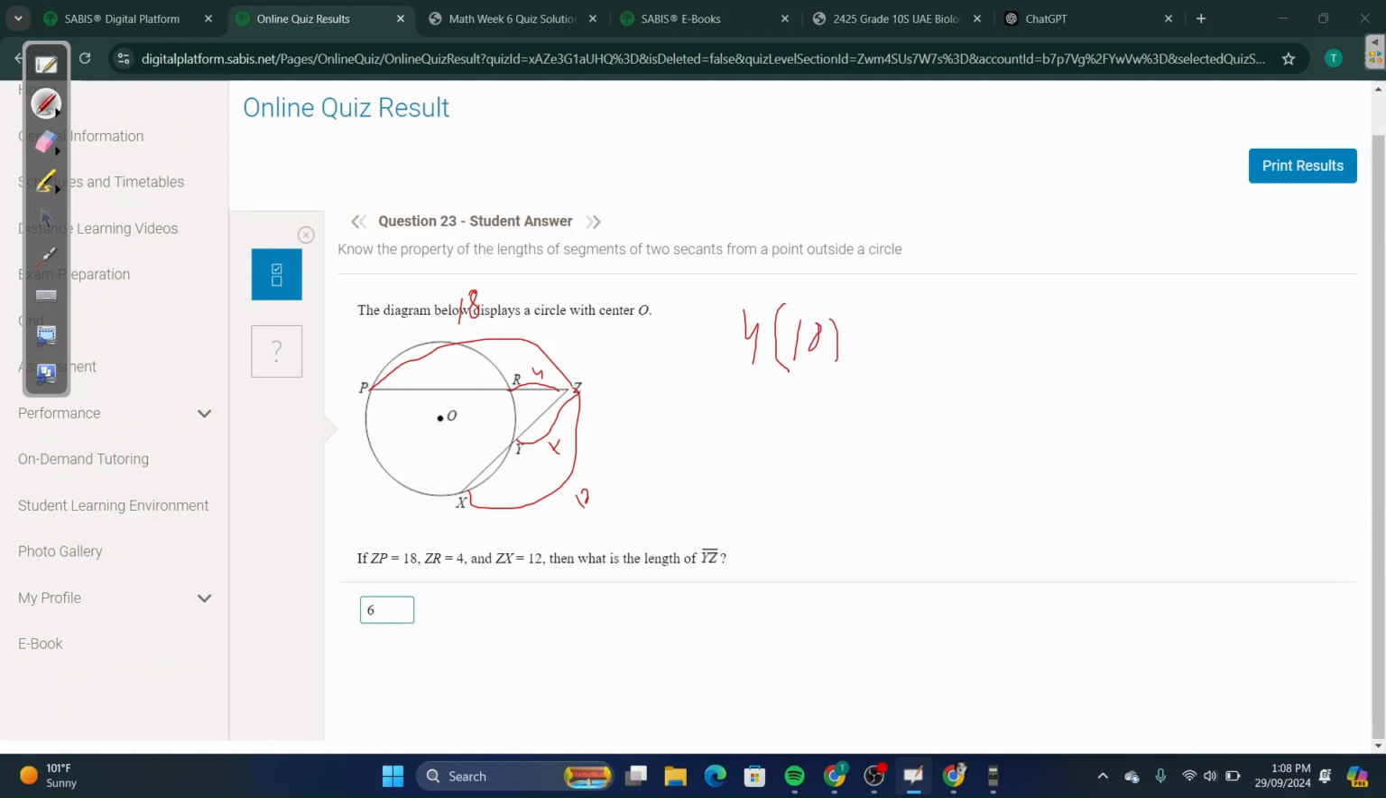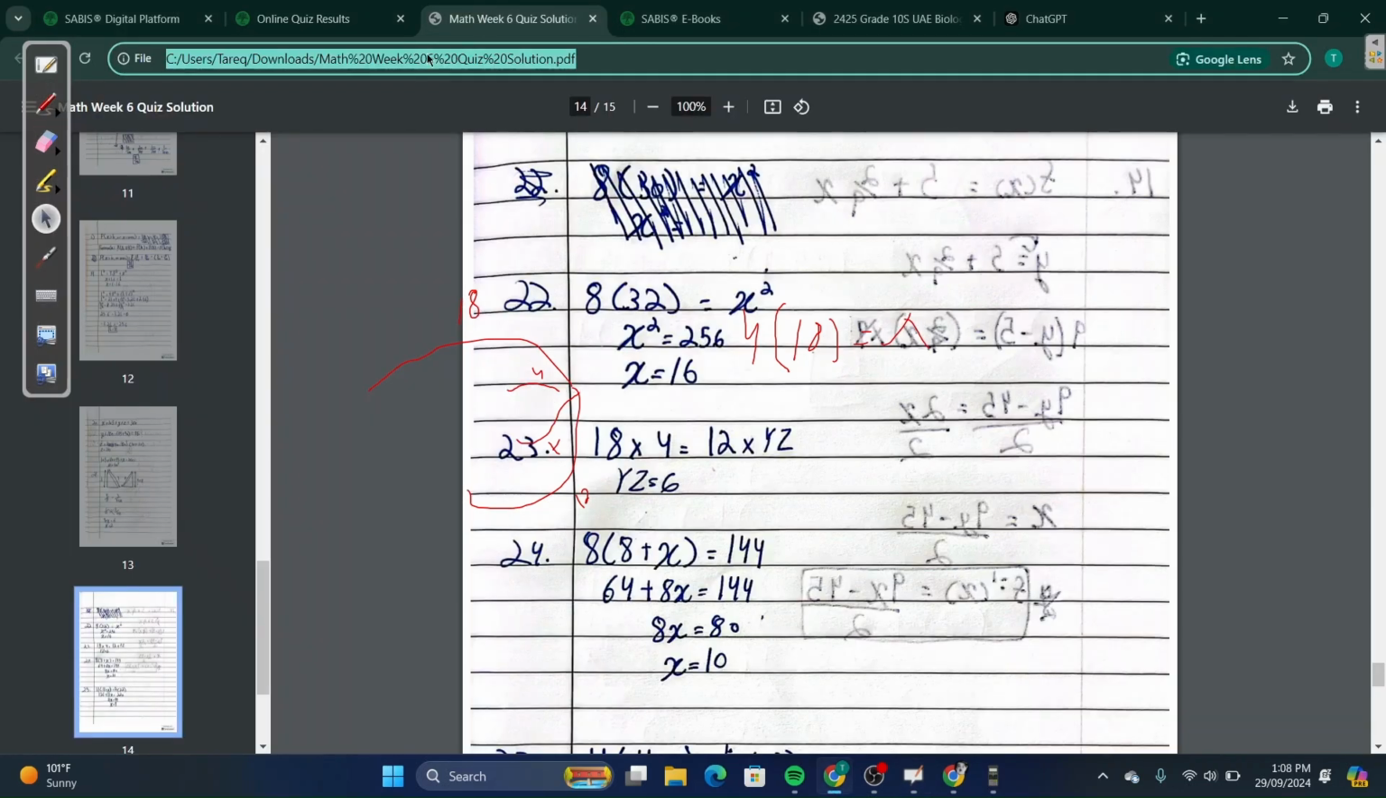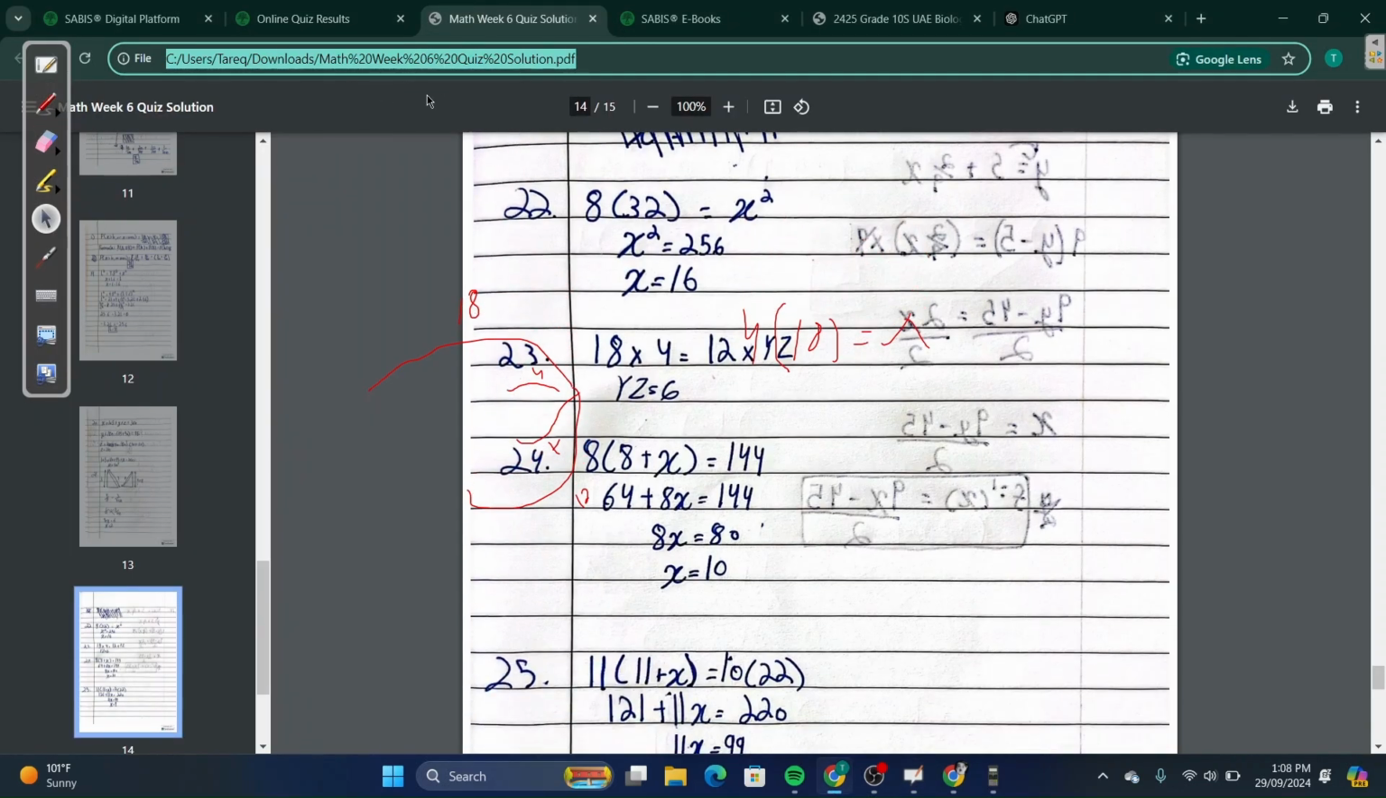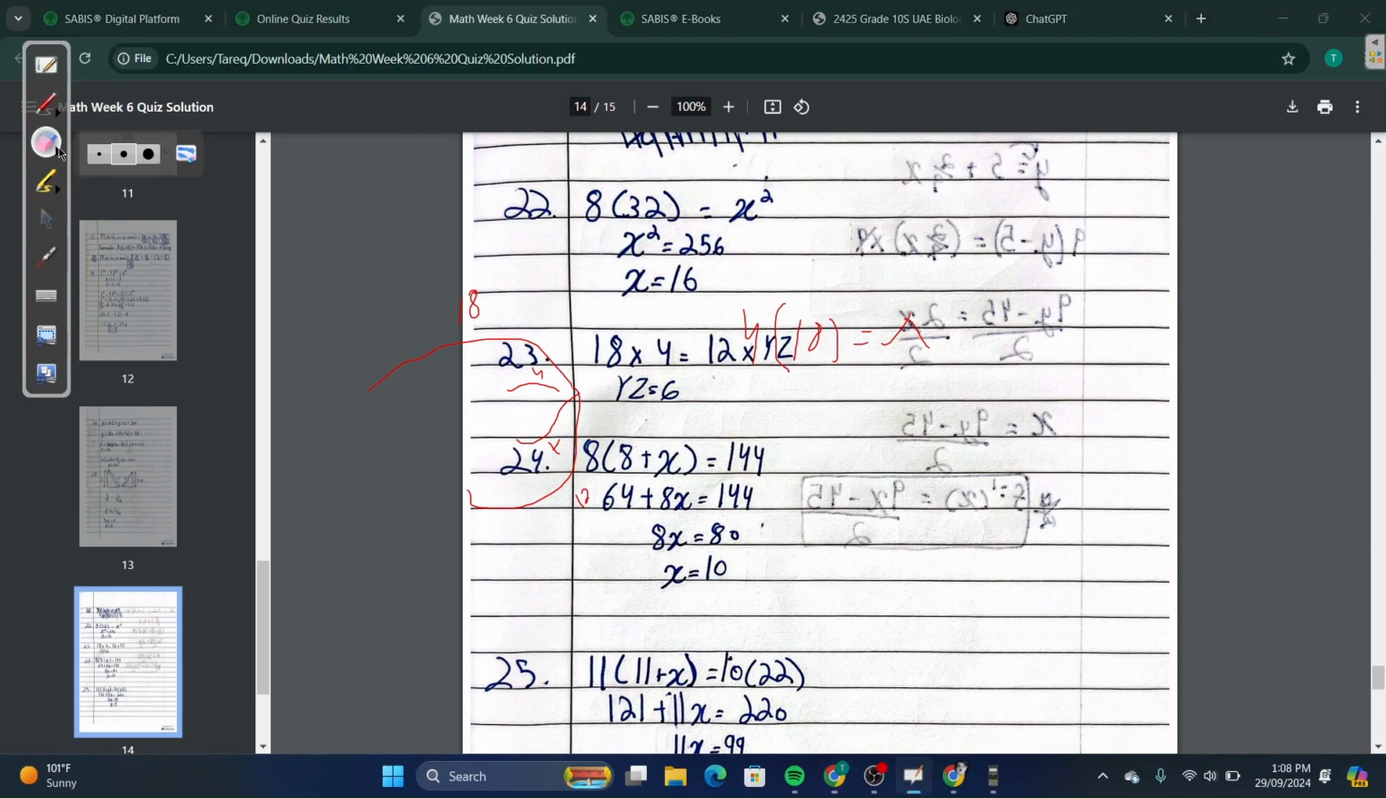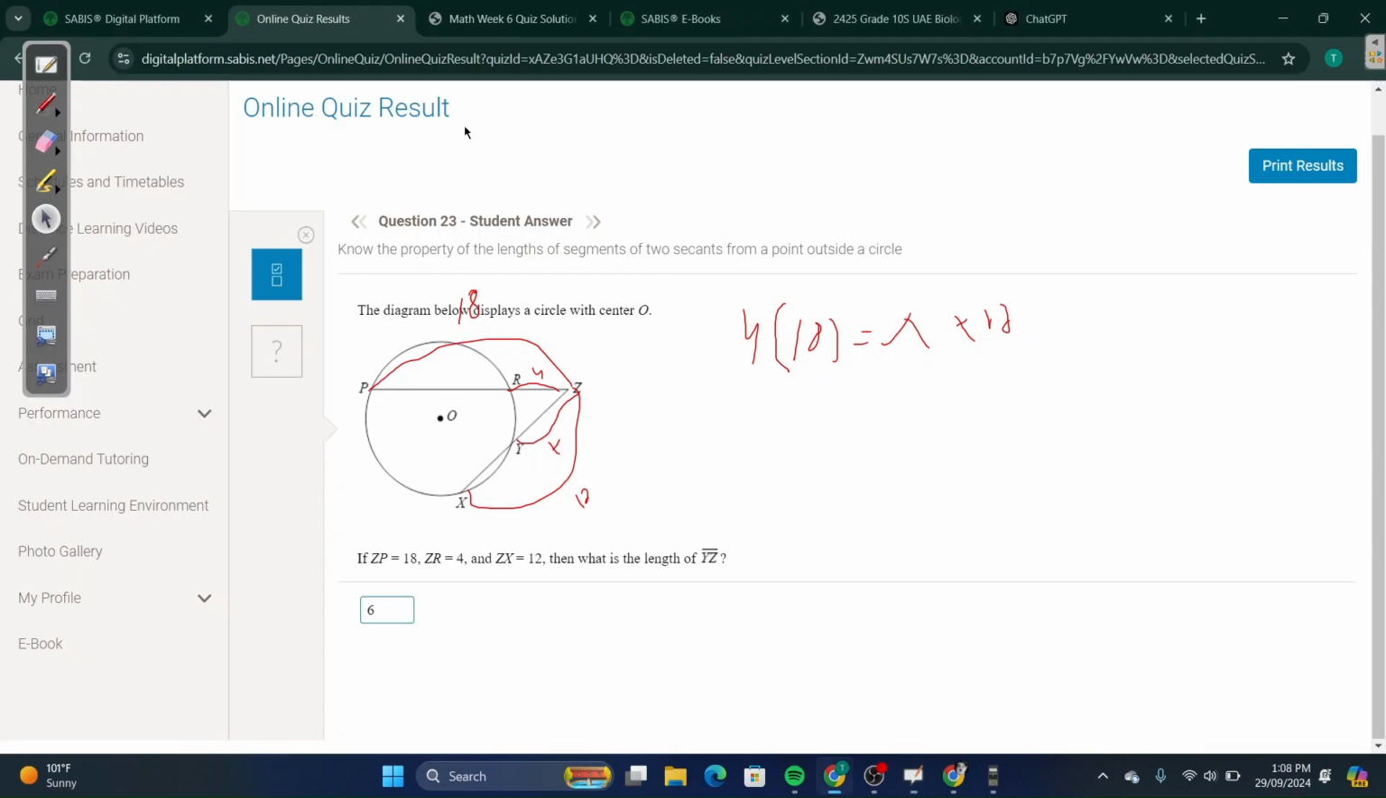Is equal to X. I'm just gonna go to the copybook. It's too long. X multiplied by 12. Actually, sorry. X multiplied by 12. The problem is now you can't see. So back here. X multiplied by 12.